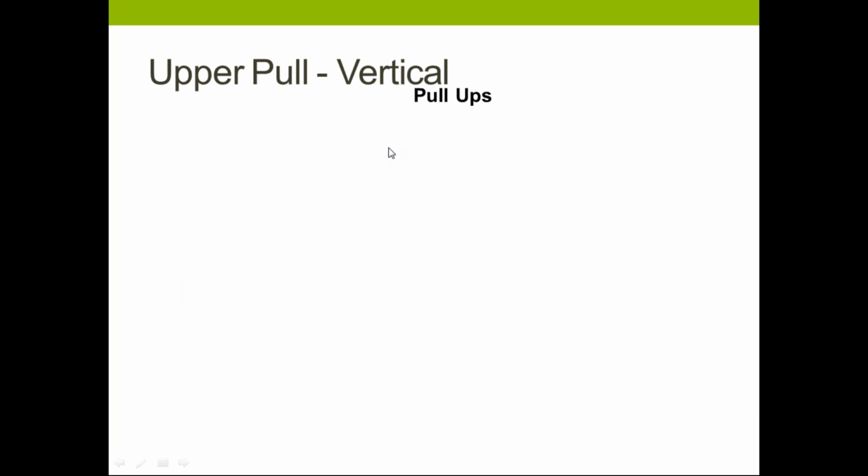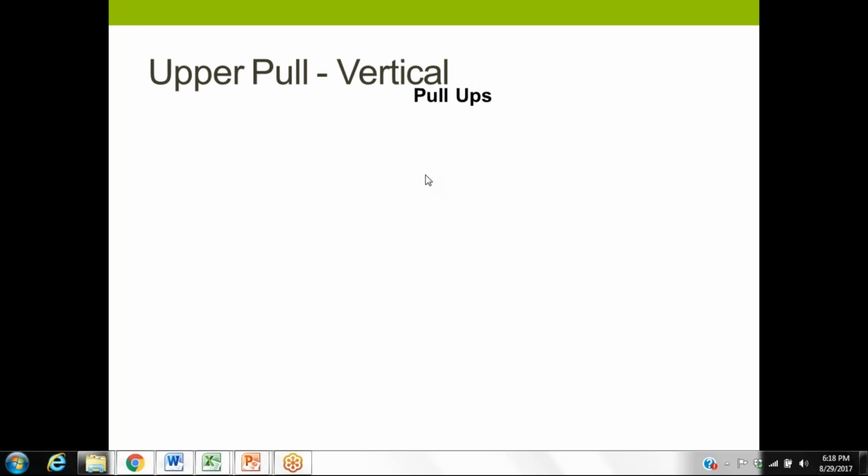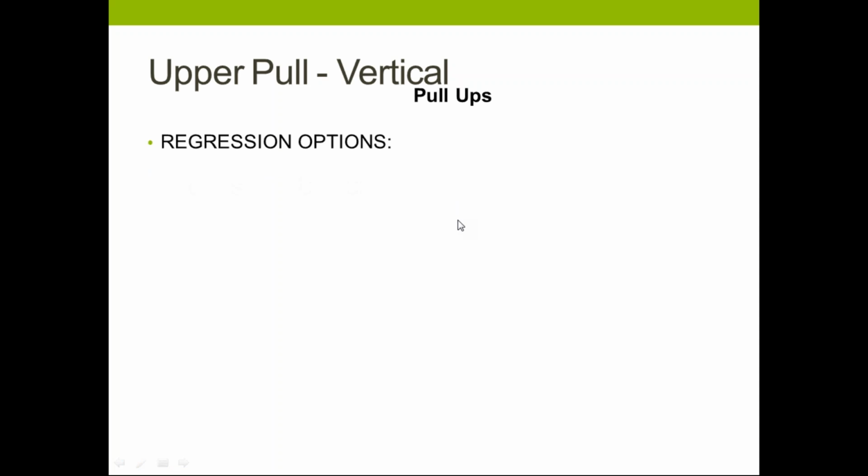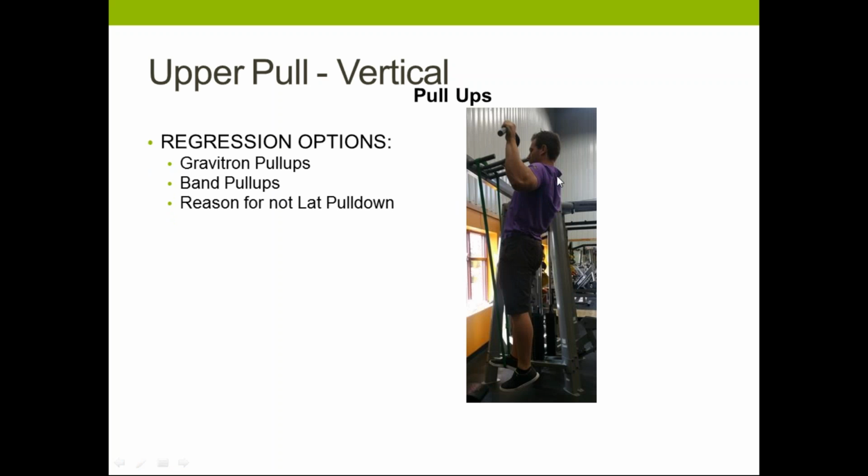So let's do upper pull vertical, okay? So this is going to be your vertical kind of pulls. As far as pull-ups go, what would you guys do for a regression for a pull-up? What do you think, Alyssa? Or an assisted pull-up? Okay, cool. So for regression, let's talk about that. Gravitron assisted pull-ups would be great, or band pull-ups.